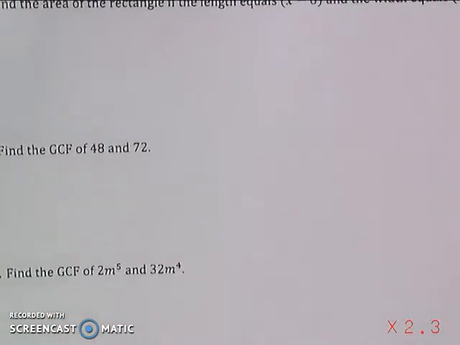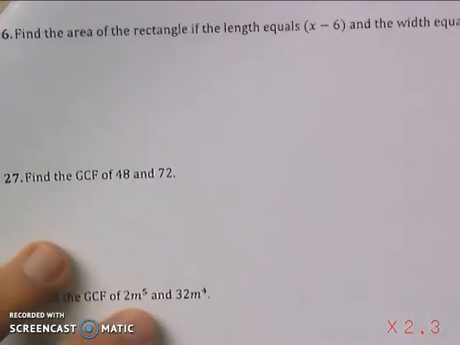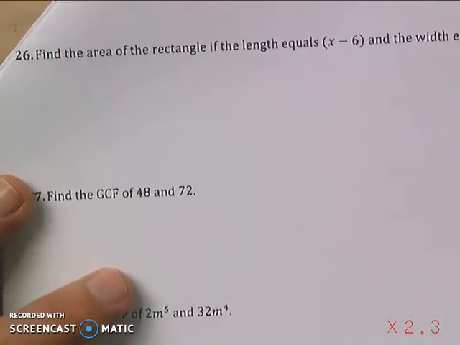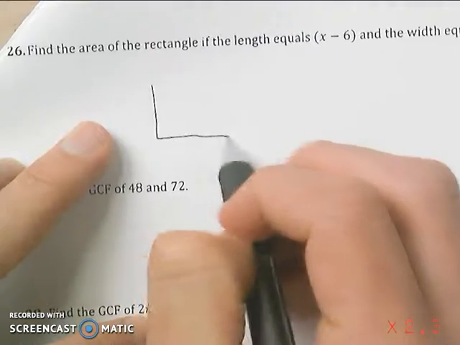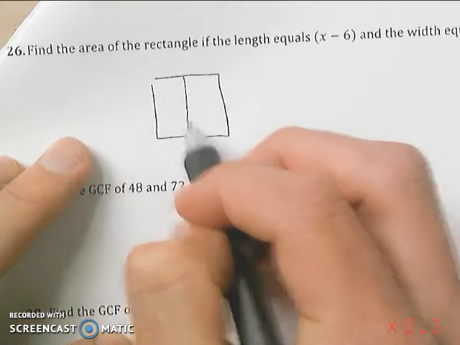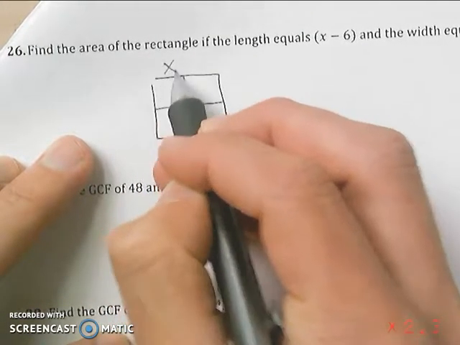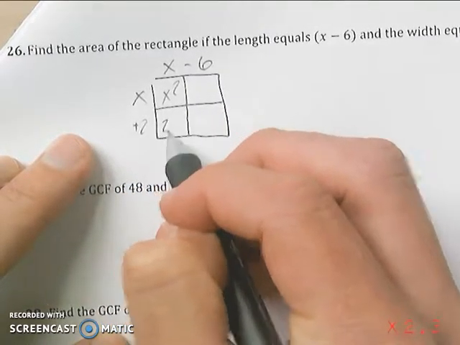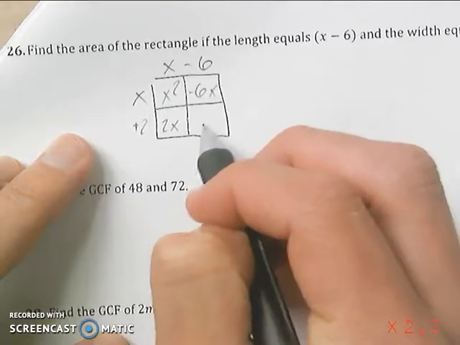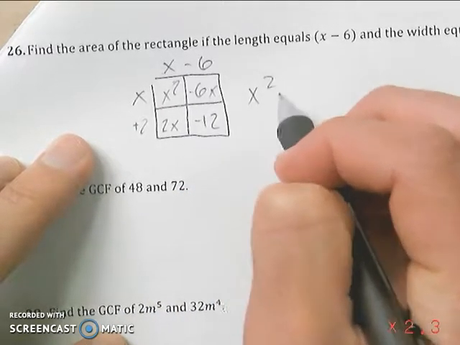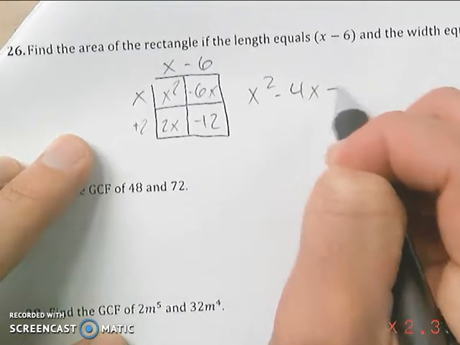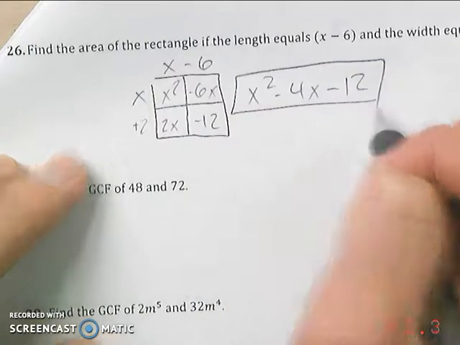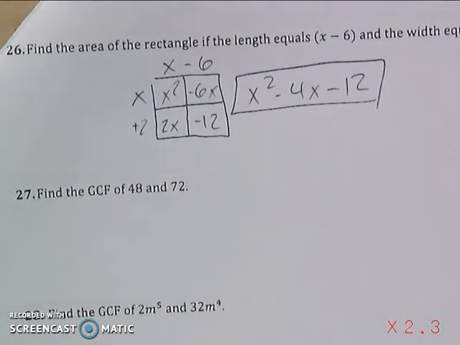Okay. Here's another one. We're finding the area of this guy for number 26 here. Same thing, box method. I'm getting tired of these box methods. How about you? Alright, so let's do this one very quickly. x squared, 2x, -6x. This is going to be -12. x squared, minus 4x, minus 12. Okay. Oh my goodness.